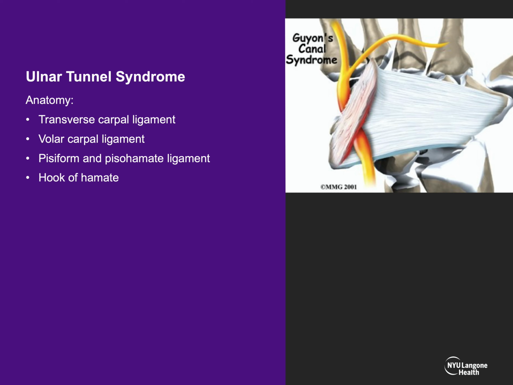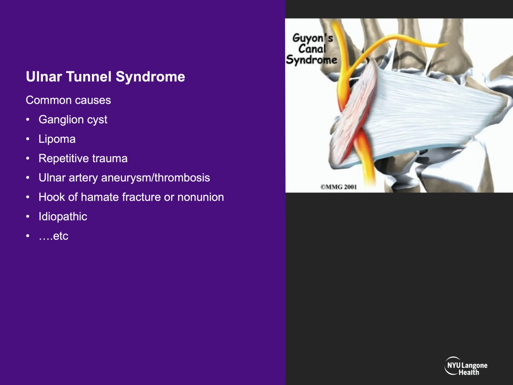All right. Next is ulnar tunnel or Guyon's canal pathology. Know the anatomy. It sits on the transverse carpal ligament, so when you cut the transverse carpal ligament, you're relaxing Guyon's canal because you're relaxing the floor. The volar carpal ligament sits over this. The pisiform is on one side, the hook of the hamate is on the other side. So just remember, it wraps around the hook of the hamate.